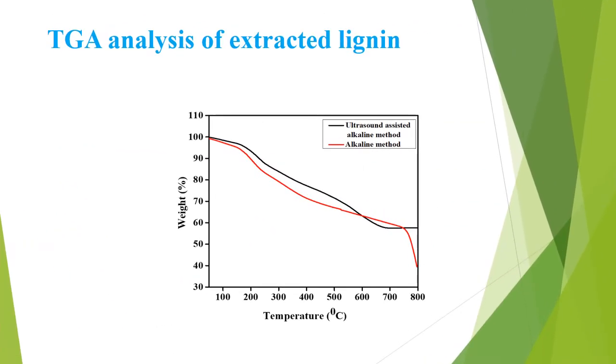TGA. The thermal stability of the isolated lignin compound was studied by measuring the weight loss percentages with respect to temperature using a thermogravimetric analyzer. From the figure it showed that thermal stability is higher in ultrasound-assisted alkaline extracted lignin than in the alkaline extracted lignin.